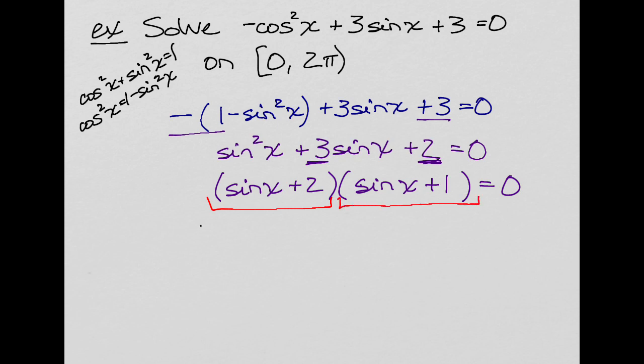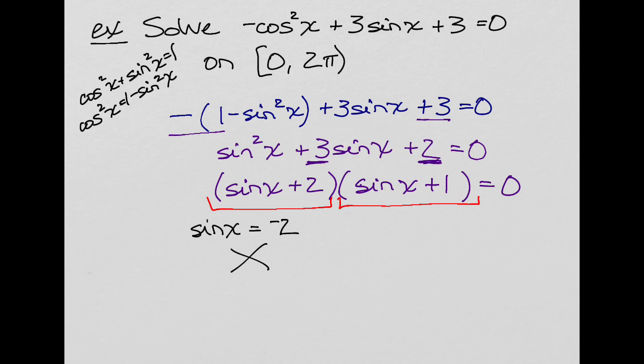And now I'm going to set each factor equal to 0 separately and solve. So sine x equals negative 2. I'm looking for the angle that has a sine value of negative 2. Well, the range of the sine function is negative 1 to 1. There is no such thing. There is no angle that when I find its sine value, I'm going to get negative 2. I'm going to get something that's between negative 1 and 1. So that's not possible. I don't get a value of x from here. This factor doesn't contribute any solutions.